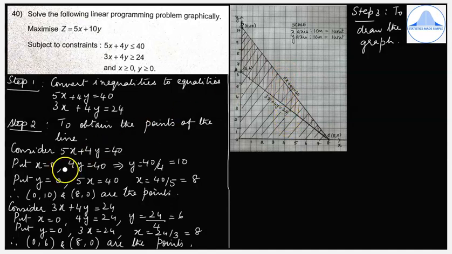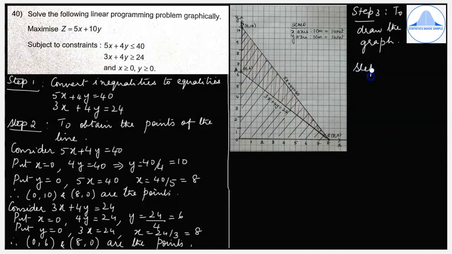After you do that, let us draw the first line, that is 5x plus 4y equal to 40. The first point is (0, 10), and the other point is (8, 0), which is this. Then join these two by a straight line, and write on that 5x plus 4y is equal to 40. Now let us draw the next line. The points are (0, 6), that is here, and then (8, 0). Join these two by a straight line, and write the equation 3x plus 4y is equal to 24. That is step 3. So we have drawn the graph.